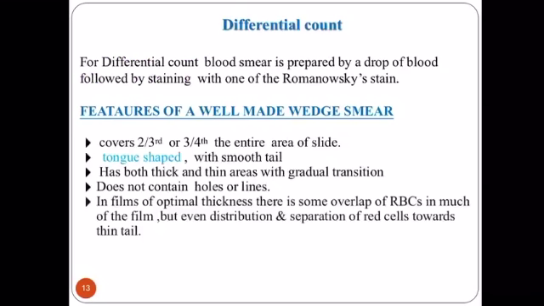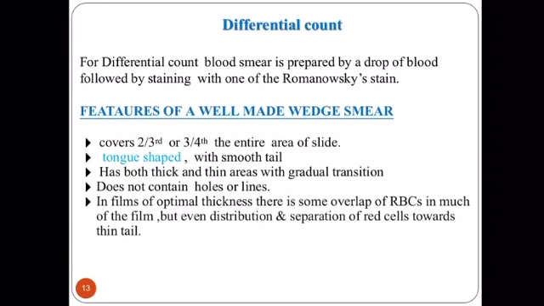Next is the differential count. For the differential count, a blood smear is prepared from a drop of blood, followed by staining with one of the Romanowsky stains. The staining procedure in detail we will see in the next practical, because in the next practical we are going to perform staining and preparing of the slide. In this practical, you are given a stained slide and you have to perform the differential count. As well, in your practical exam, you have to stain the smear and perform a differential WBC count.